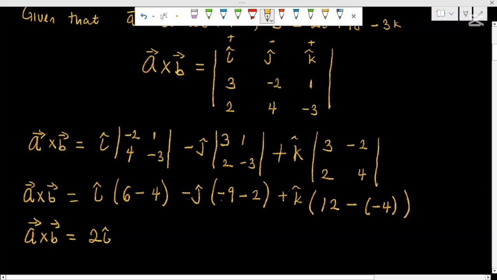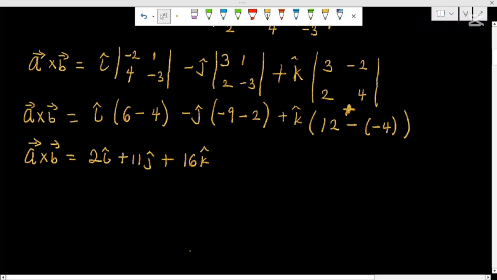minus 9 minus 2, that is minus 11, times minus j. Minus times minus gives us plus, so we have plus 11j. Plus 12 here, we have minus times minus, which gives us plus, so 12 plus 4 is 16. That's 16k. It's as simple as that. Which means that A cross B is equal to 2i plus 11j plus 16k. This is A.